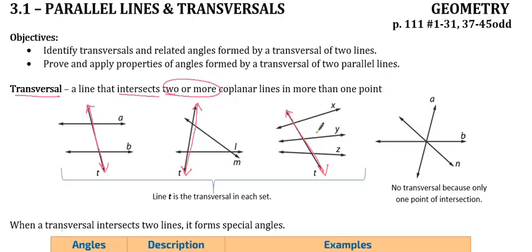Now this last one, there is no transversal. There's no transversal here because there's only one point of intersection. If I had a transversal, it has to cross two of the lines. If I drew a line like that, that would be my transversal. But if there's only one point of intersection, we don't have a transversal. So you're going to need to know that because transversals are super important with some of our shapes. Okay, let's go on down here.